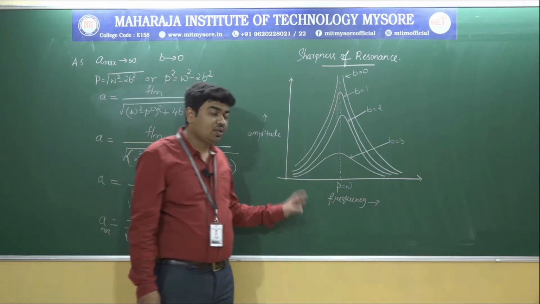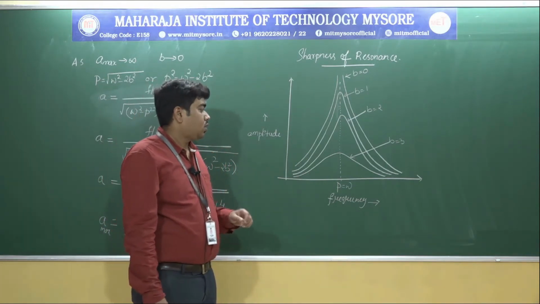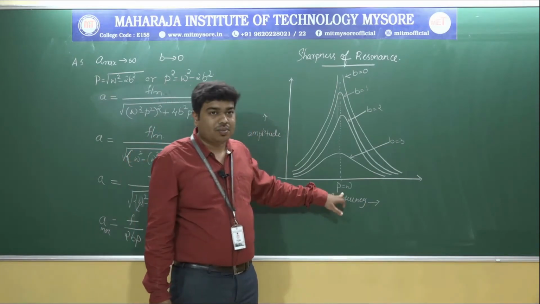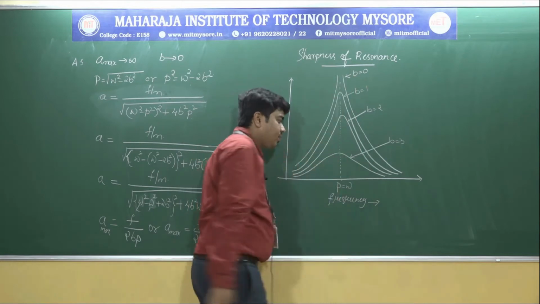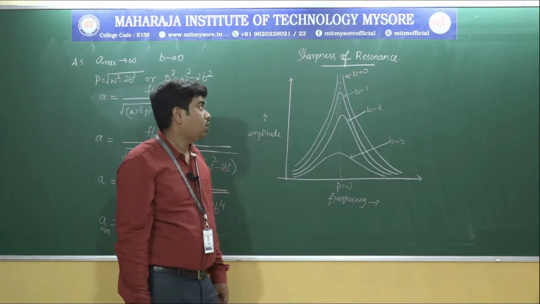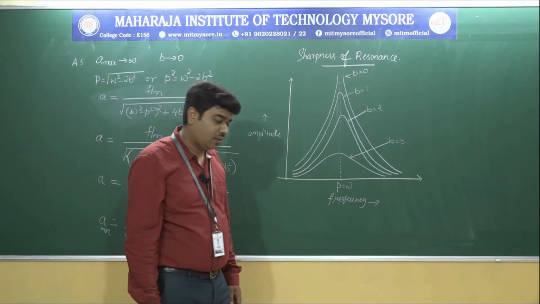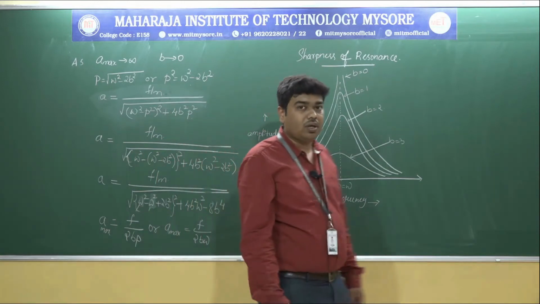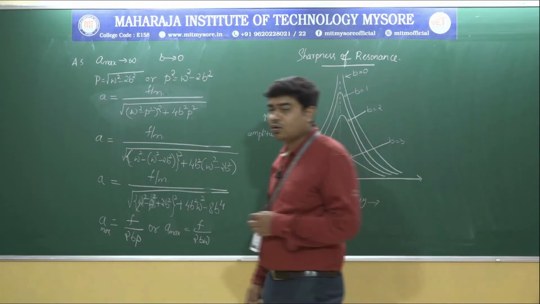Now this is a plot of frequency versus amplitude of the oscillating body in the resonance condition. That is, at resonance condition P is equal to omega. Now as you can see, if the value of b is equal to 0, the plot is showing the infinite value, which means the amplitude is maximum. Whatever the amplitude of the oscillating body, it will be maximum whenever the damping factor is 0, or whenever the frictional force acting on the body is 0.